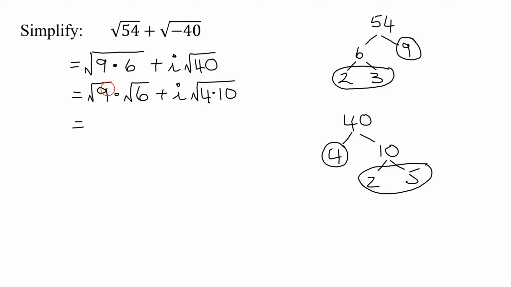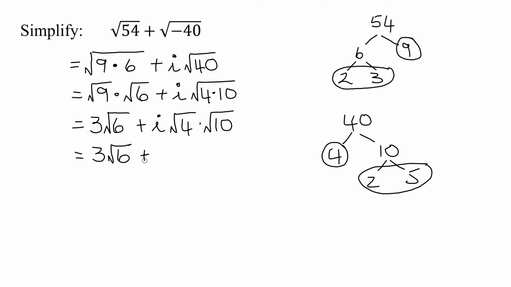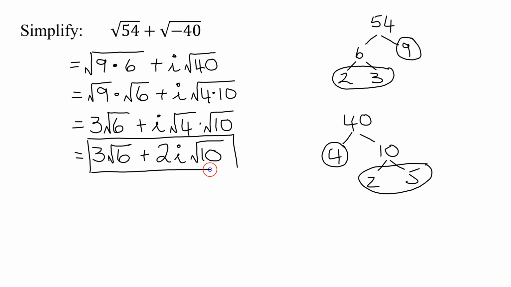So now the square root of 9 is 3. I cannot simplify the square root of 6. There are no perfect squares hidden in 6. Plus i times, this can be written as the square root of 4 times the square root of 10. So I'm going to get 3 times the square root of 6 plus, what is the square root of 4? 2. So I'm going to have i times 2 times the square root of 10, which we always write 2i times the square root of 10. These are unlike terms, can't combine them, so that is my answer.